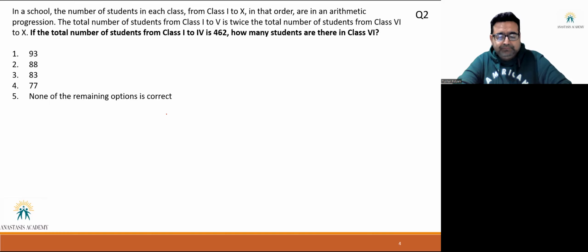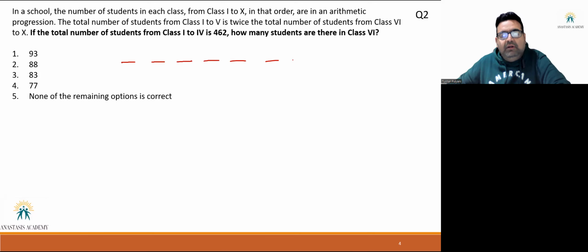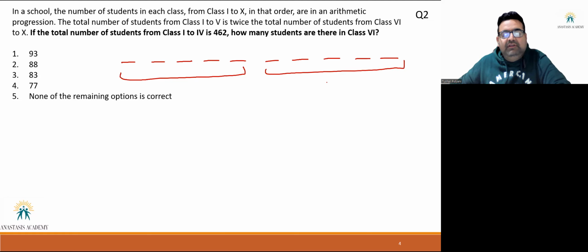Right. Coming to the second question, it was an AP question. They say that the number of students in classes 1 to 10 are in AP. The number of students from 1 to 5 is twice from 6 to 10. Okay, so there are 10 numbers in AP: 1, 2, 3, 4, 5, then 1, 2, 3, 4, 5. They're saying the sum of these is double the sum of these. So if their sum is x, their sum is 2x. And all these numbers are in AP.